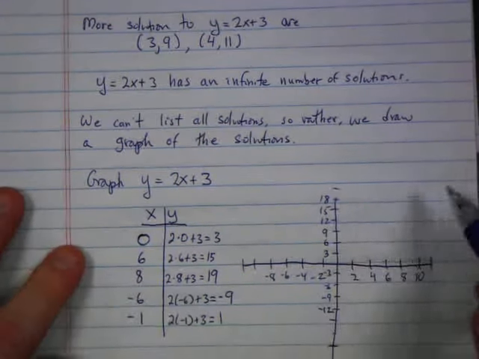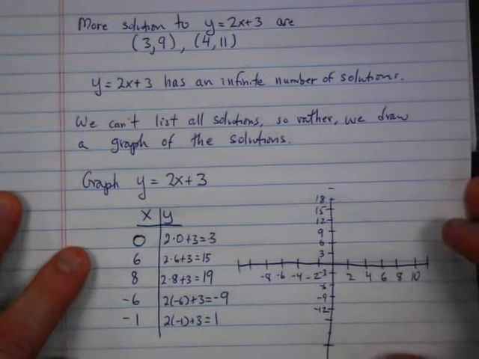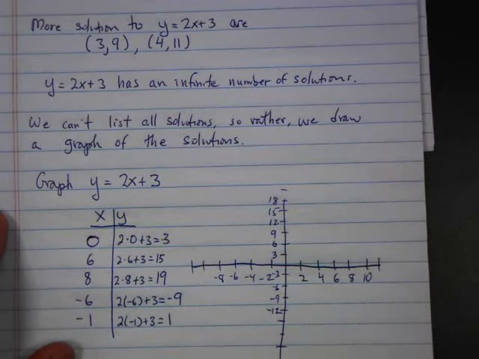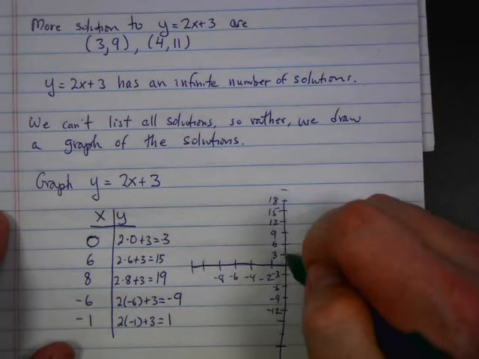Let's check. 0, 3. Where is 0, 3? On the y-axis. That's the y-intercept. It's right here, 0, 3.